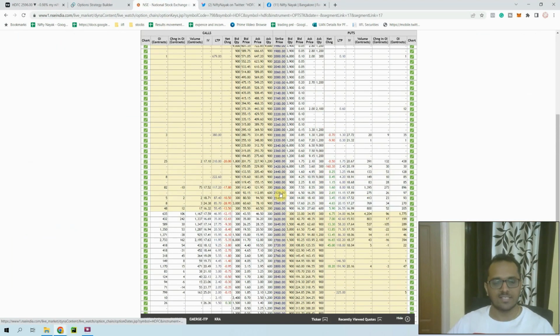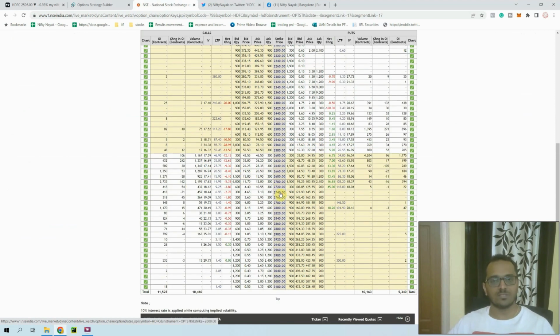So here you can see options of HDFC are highly illiquid. Okay, there is no liquidity at all. You can see that the at the money straddle premium is approximately 75, which is approximately a 3 to 3.5% move. And look at the open interest. It's just 48 and 200. Okay, so it clearly shows that there is no liquidity in HDFC options.